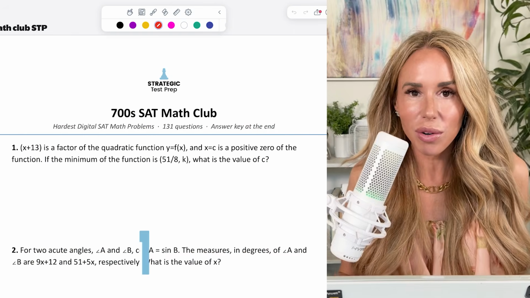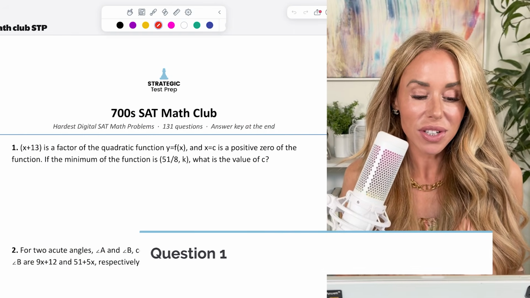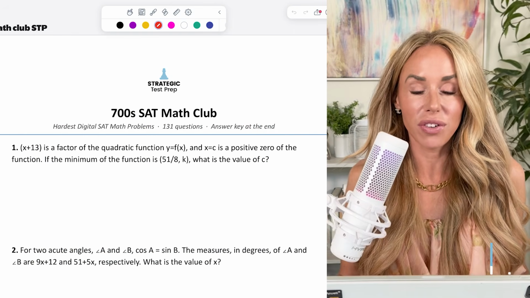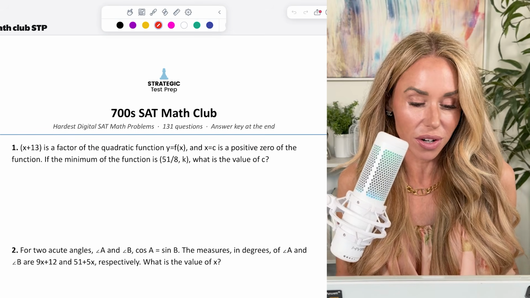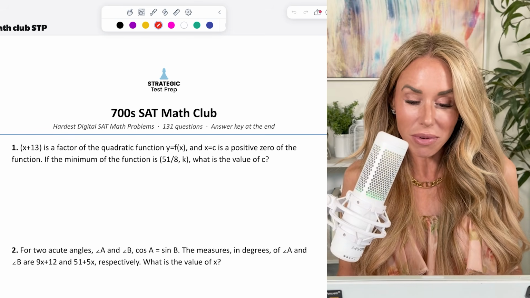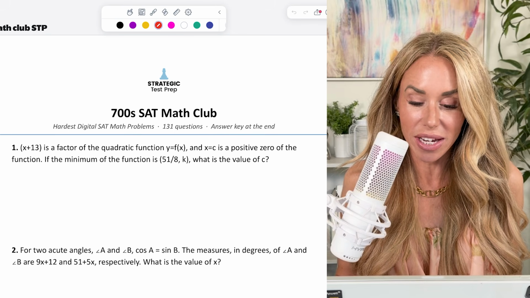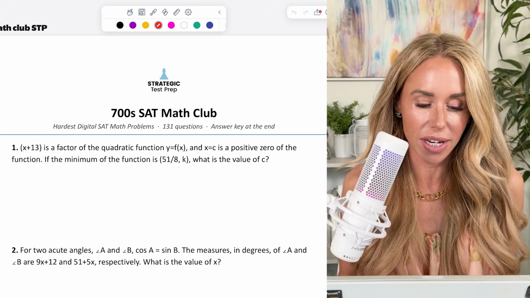All right, guys, let's get into question number 1. X plus 13 is a factor of the quadratic function y equals f of x, and x equals c is a positive 0 of the function. If the minimum of the function is 51 over 8 comma k, what is the value of c?